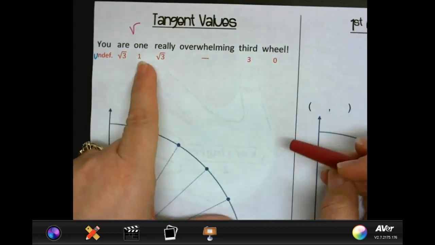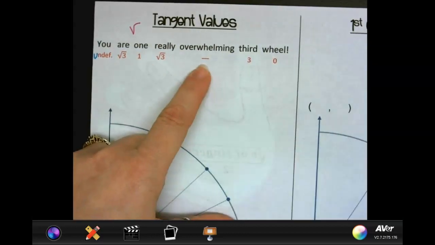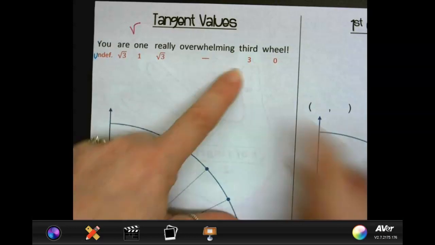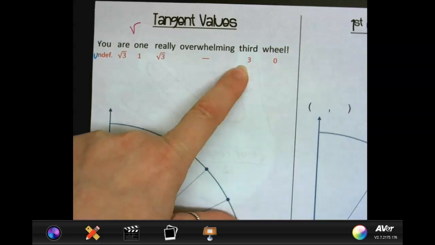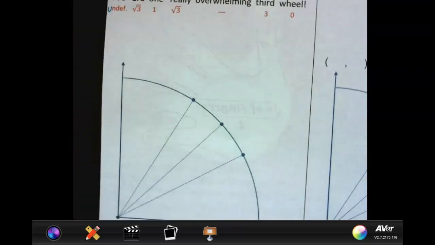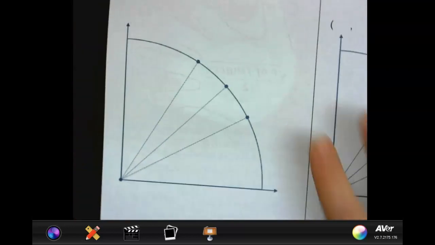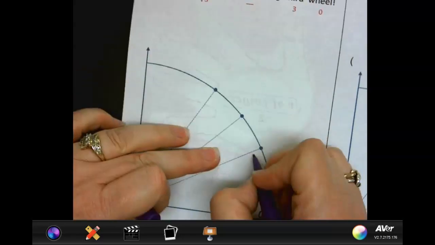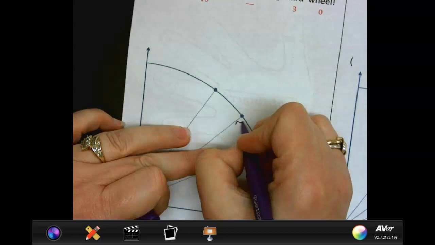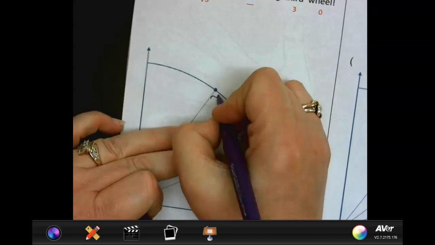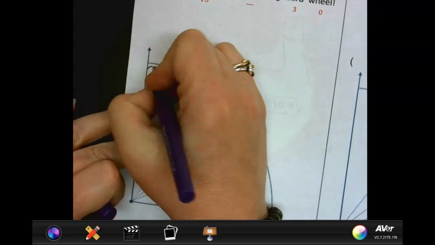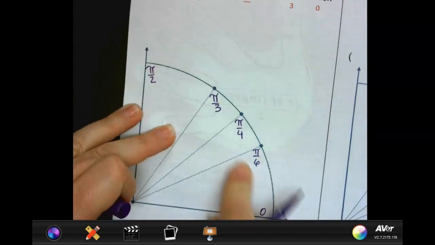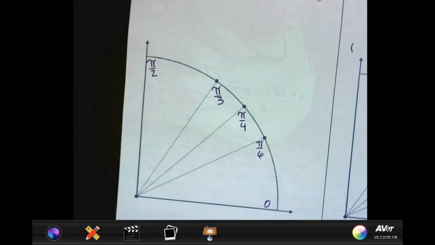1 is 1. Overwhelming is a fraction bar because it's over. Third is 3, wheel is 0. Okay, so you see how that translates? So this is the way it works for our tangent values. Well, first of all, let's fill in our angle measures. So this is 0, pi sixths, pi fourths, pi thirds, pi halves. Notice that your denominators decrease as you go around the circle in the first quadrant.